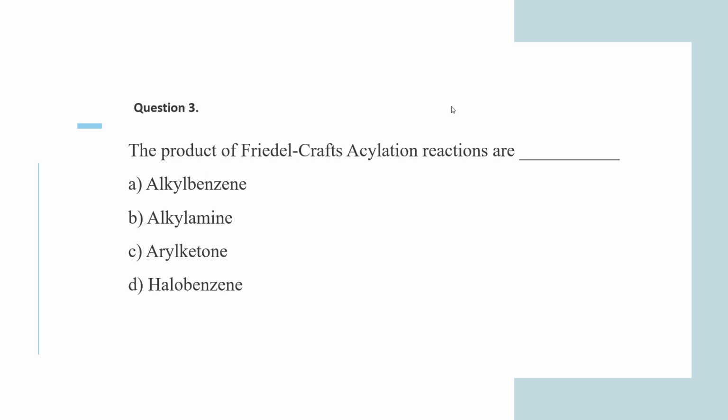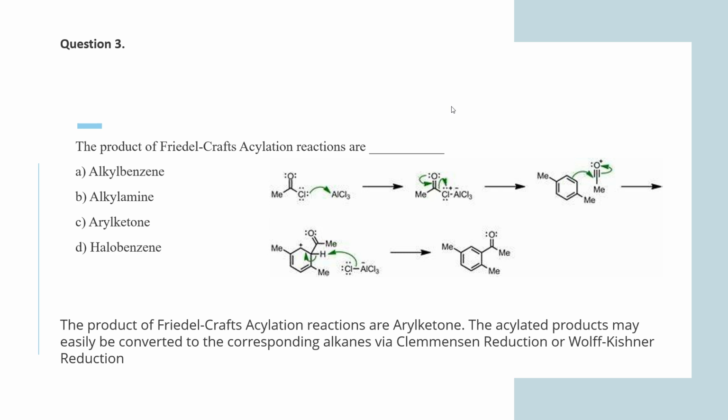Next question is: the product of Friedel-Crafts acylation reactions are these alkyl benzene or alkyl amine or aryl ketone or halobenzene. To figure out what product we observe in Friedel-Crafts acylation, first let us give a brief introduction of Friedel-Crafts acylation, how this happens and what kind of mechanism it follows. Okay.